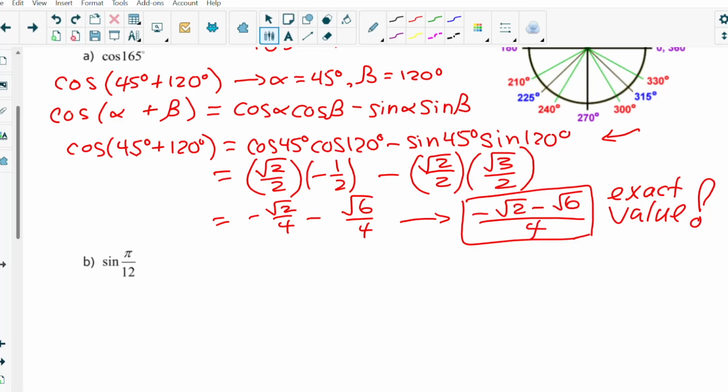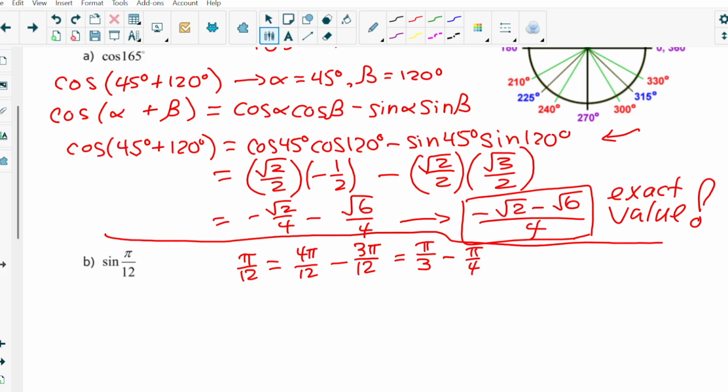All right, letter B, sine of pi divided by 12. So how can I represent pi divided by 12 as the sum or difference of two angles that I know the exact values for? Well, pi over 12, what about 4 pi over 12 and 3 pi over 12? That equals pi over 12. Well, 4 pi over 12 is just pi over 3 in disguise, and 3 pi over 12 is pi over 4 in disguise. So do I know the exact values of pi over 3 and pi over 4? Of course I do.